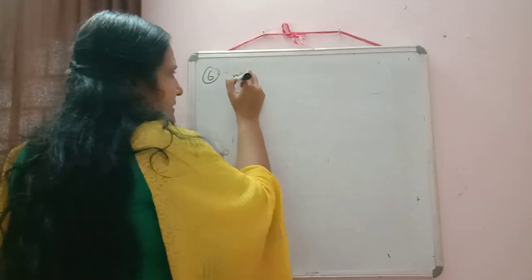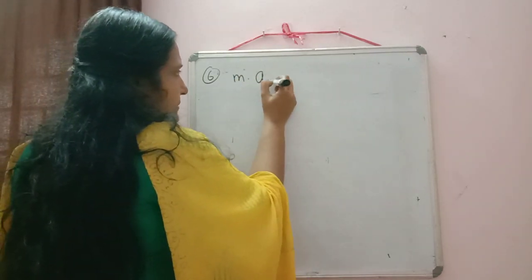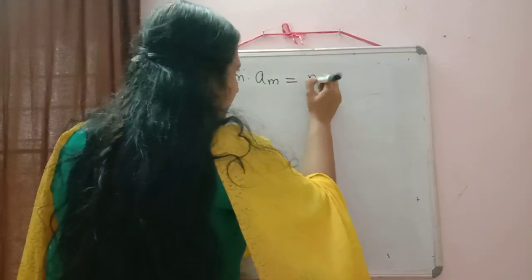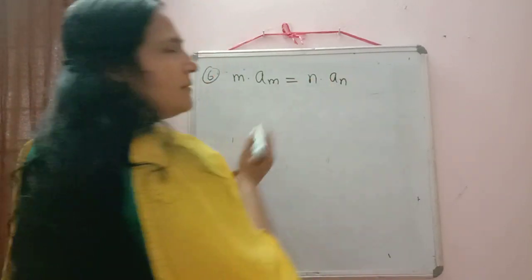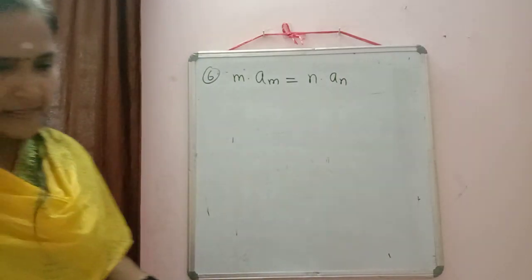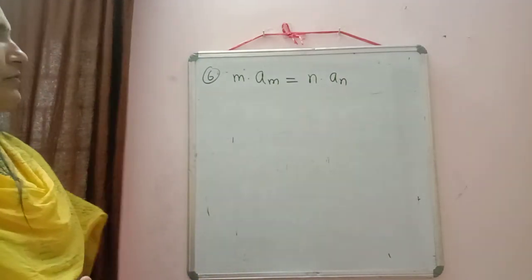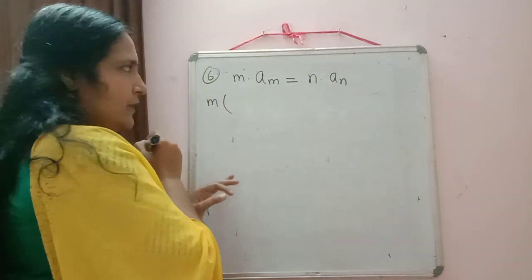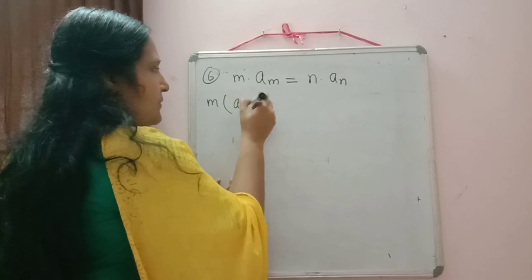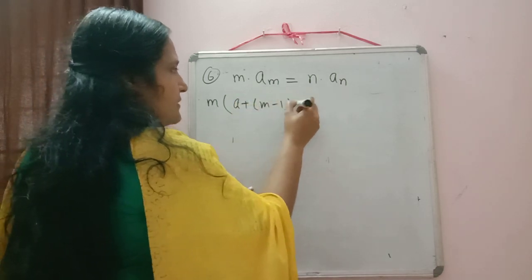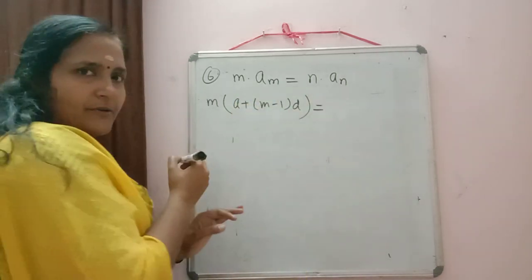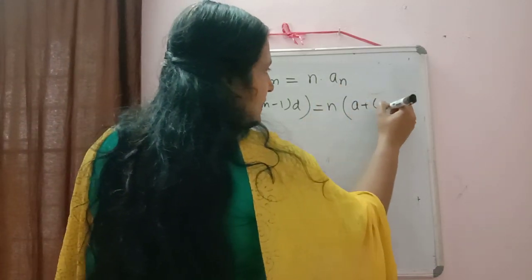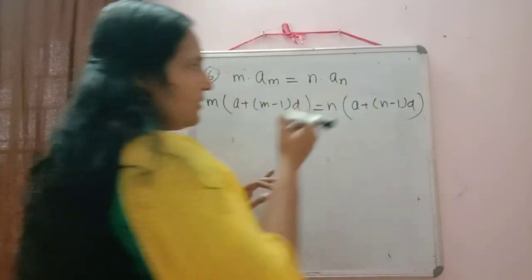Again writing as it is given in the question. M times the mth term of an AP is equal to n times its nth term. We'll simplify it. After that we will check what we have to prove there. So m times the mth term of an AP, m into am, will be equal to m into A plus m minus 1 into D, is equal to n into, here we will get A plus n minus 1 into D.